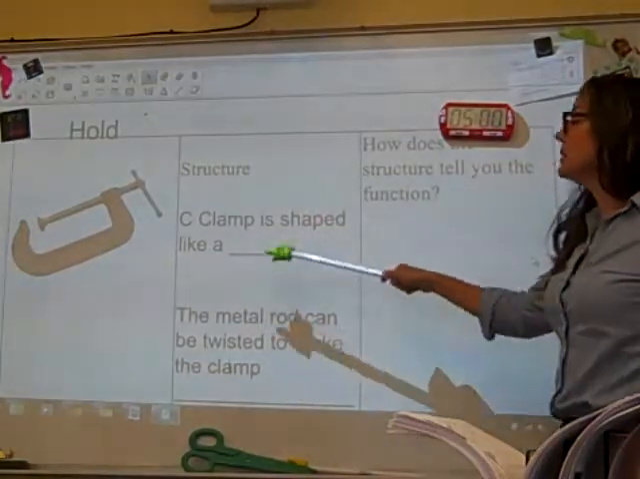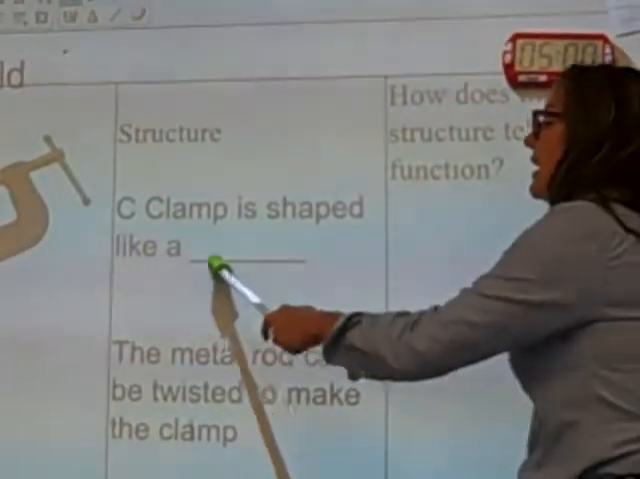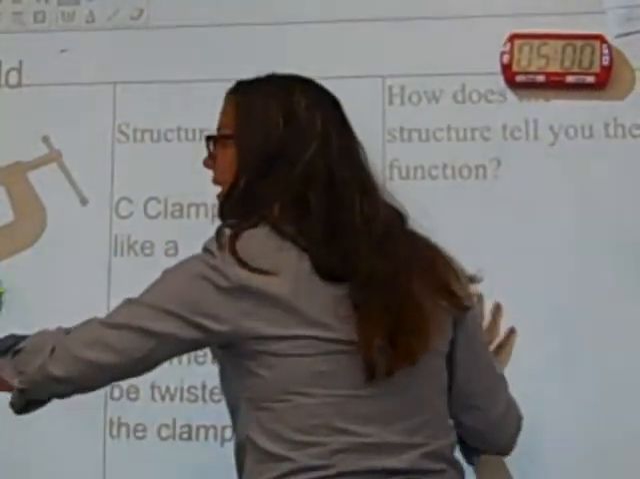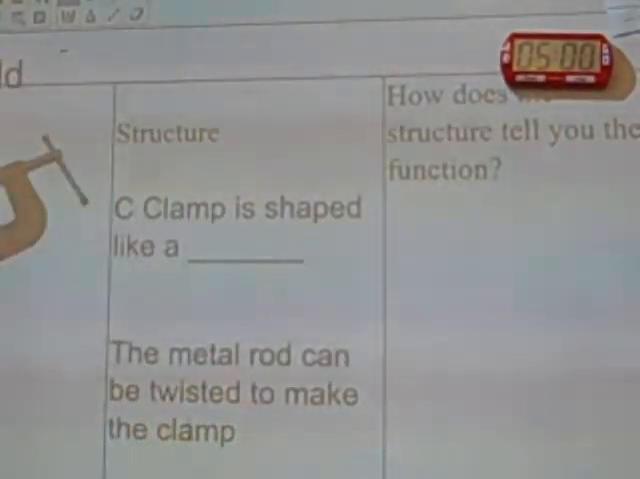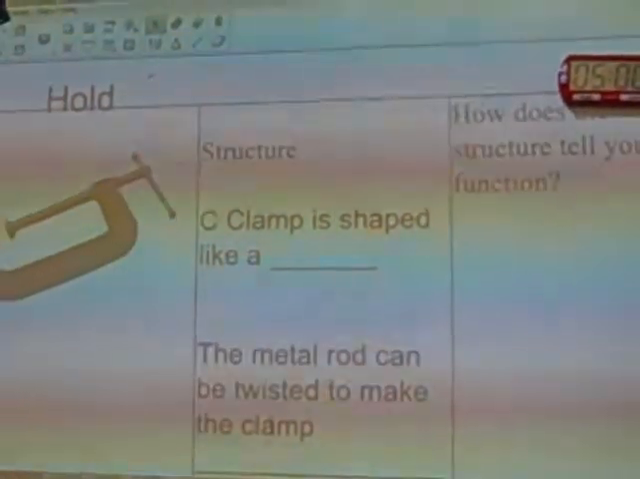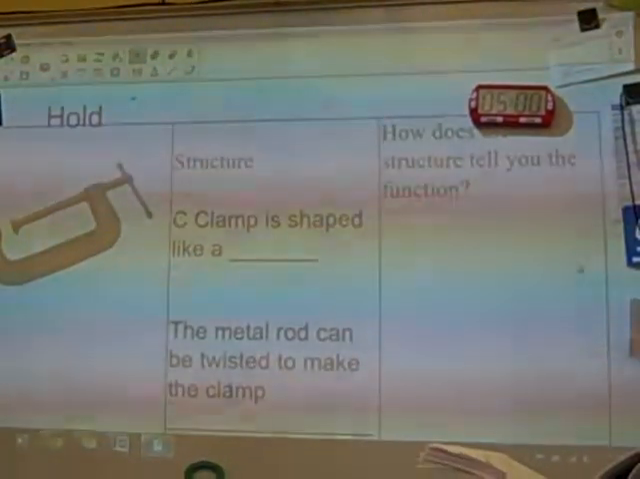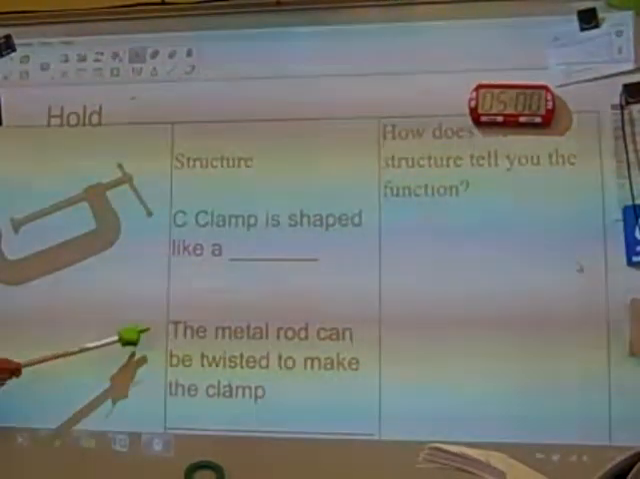The C clamp is shaped like a what? You can yell it out, it's a letter. C. Write it, and then just show yourself how that is shaped. The C clamp is shaped like a C. Track me when you're done.